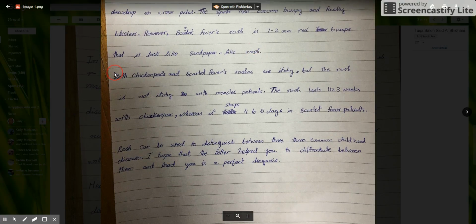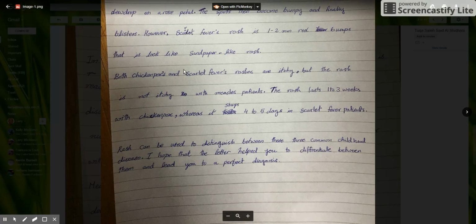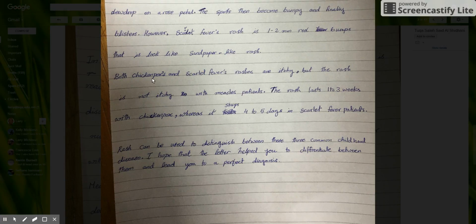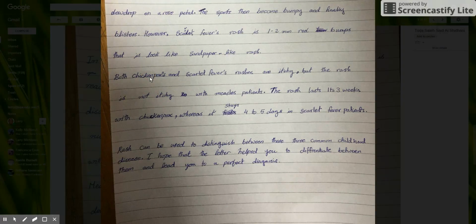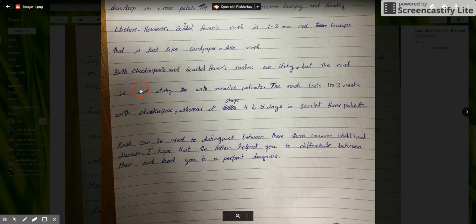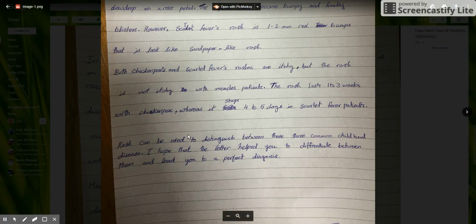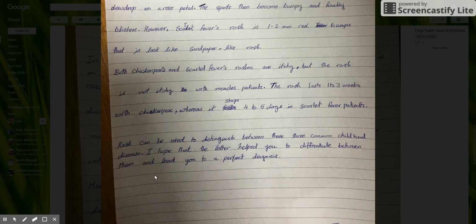Post chickenpox, again, you need to indent your paragraph. Both chickenpox and scarlet fever rashes are itchy, but the rash is not itchy with measles. Okay, not with the patients, but with measles. But also remember here, chickenpox is definitely itchy, always itchy. Scarlet fever is sometimes itchy, so you change the information. So you lose a little bit of marks here for changing the information. The rash lasts for 1 to 3 weeks with chickenpox, whereas it stays 4 to 5 days in scarlet fever patients. Okay, so now you've described the itchiness, and let's see what you say.